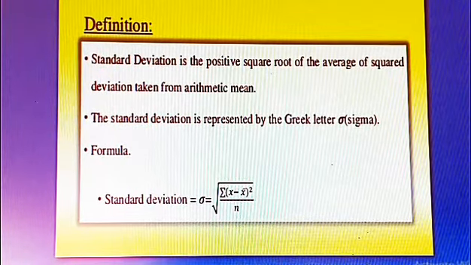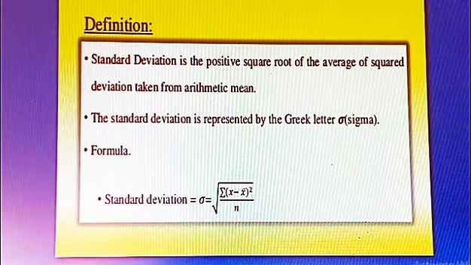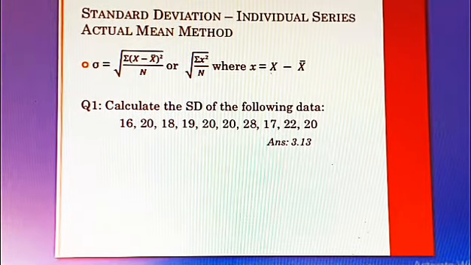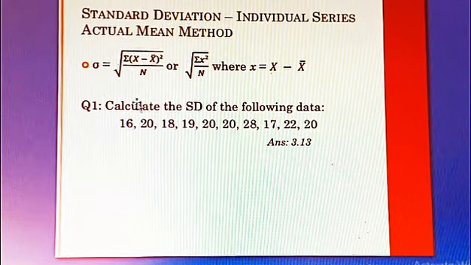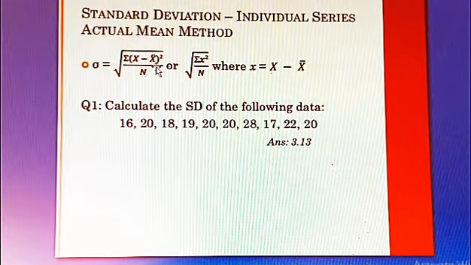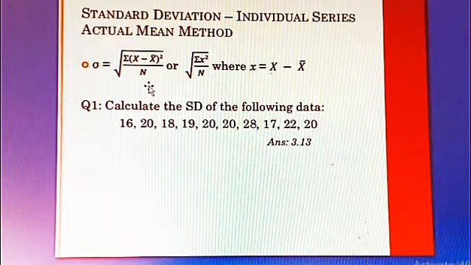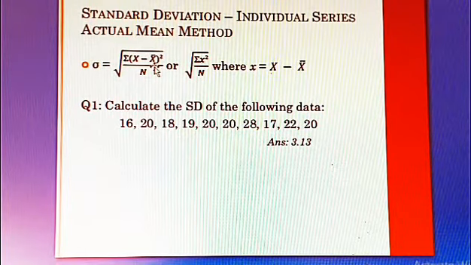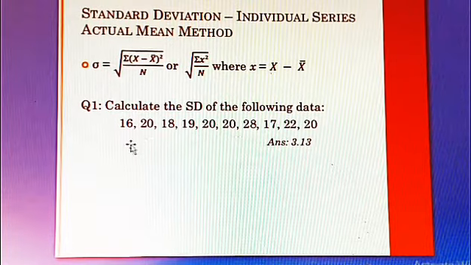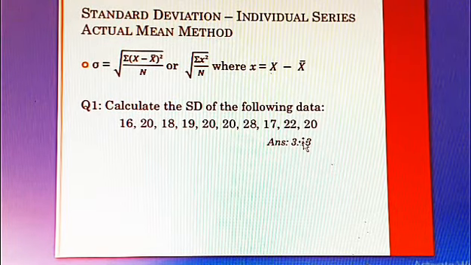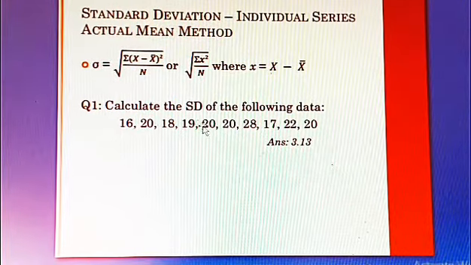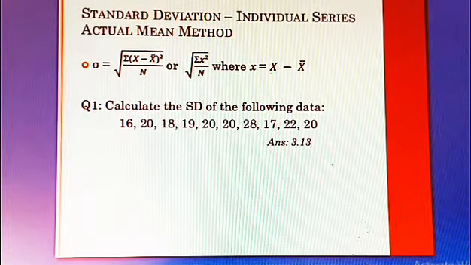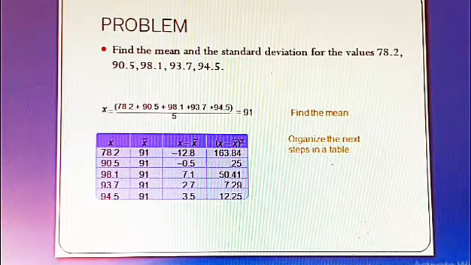Before that, we'll quickly go through the formulas. This is the first formula. If it is an individual series, the formula is sigma equal to the square root of summation of (x minus x bar) the whole square, divided by n, where x bar is nothing but your arithmetic mean. You can note this formula down. Once I am done with the lecture, you can solve this problem.